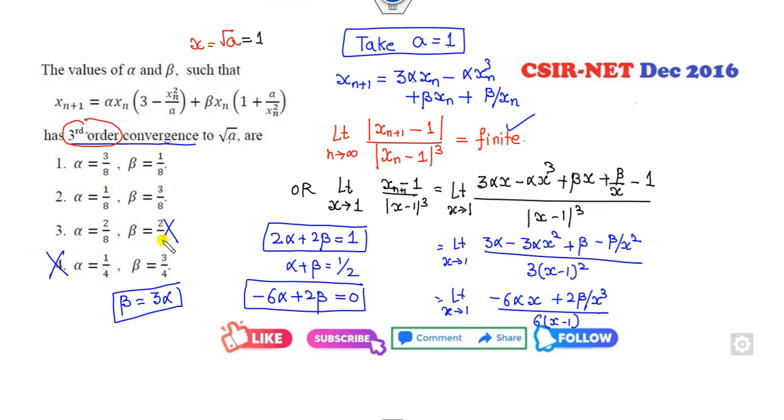So clearly this option will be cancelled. Beta is 3 times alpha. Beta is not 3 times alpha. So the right answer is B, that is my correct answer.